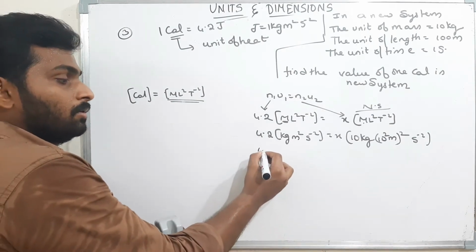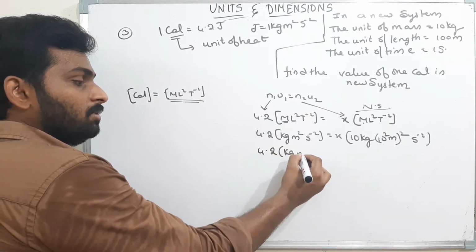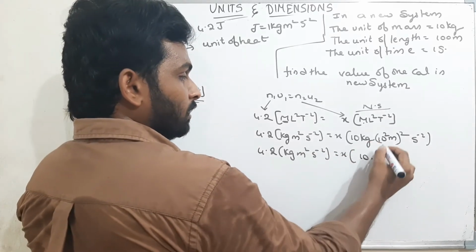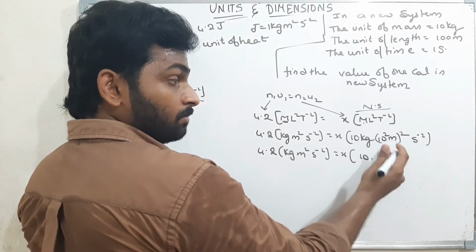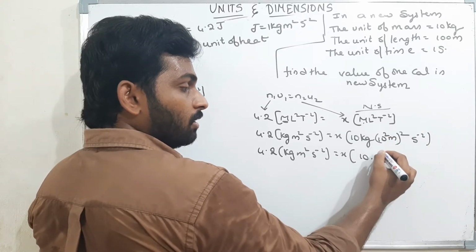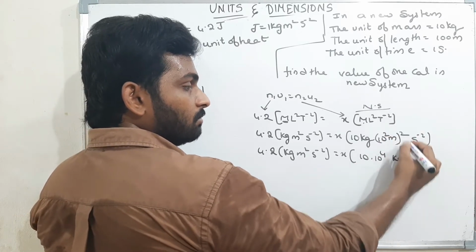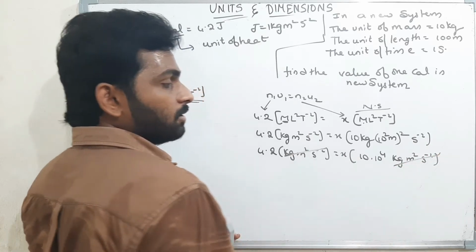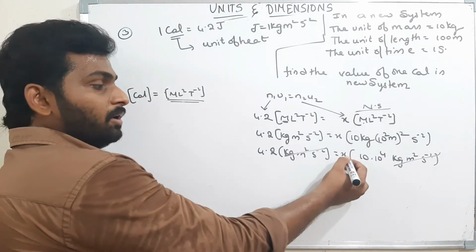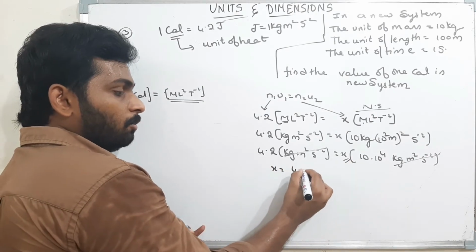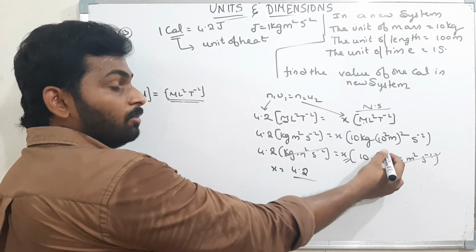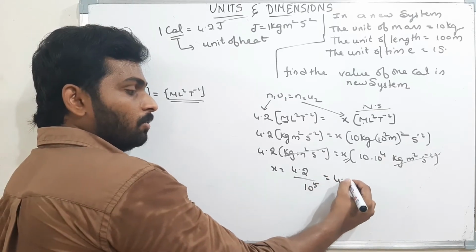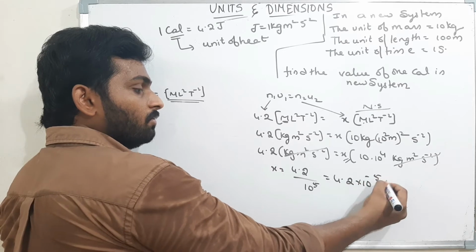Therefore, the same 4.2 kg meter square S minus 2 is equal to x into 10 into 10 square, into 10 power 2 into 2, which is nothing but 10 power 4 kg meter square s minus 2. Therefore, kg meter square s minus 2 cancels off. Now, what is the value of x? x is nothing but 4.2 by 10 into 10 power 4, which is 10 power 5. Therefore, it is nothing but 4.2 into 10 power minus 5.